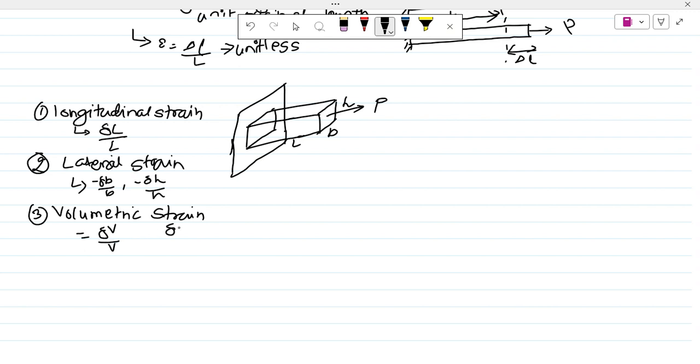We know that change in volume is final volume, or after deformation, minus original volume. After deformation it will have L plus del L, B minus del B, H minus del H, minus length, breadth, height. This will be the quantification of del V. Original volume is LBH. So this is how volumetric strain is measured.